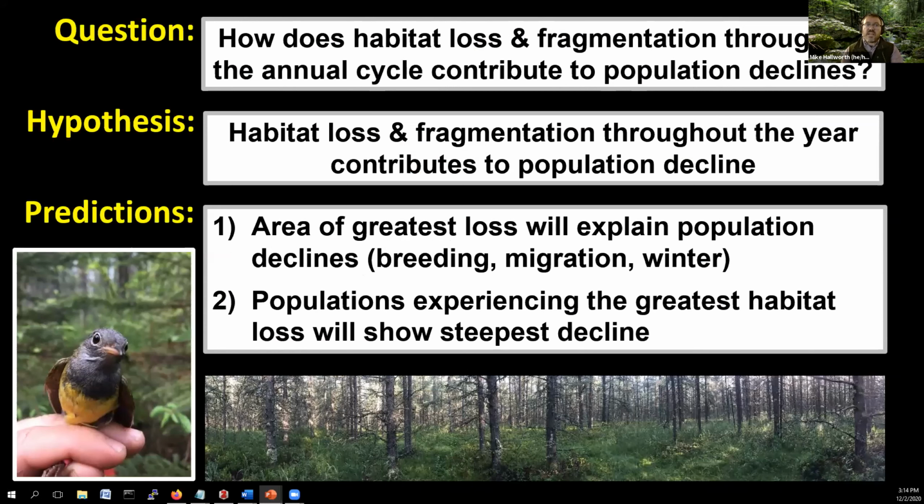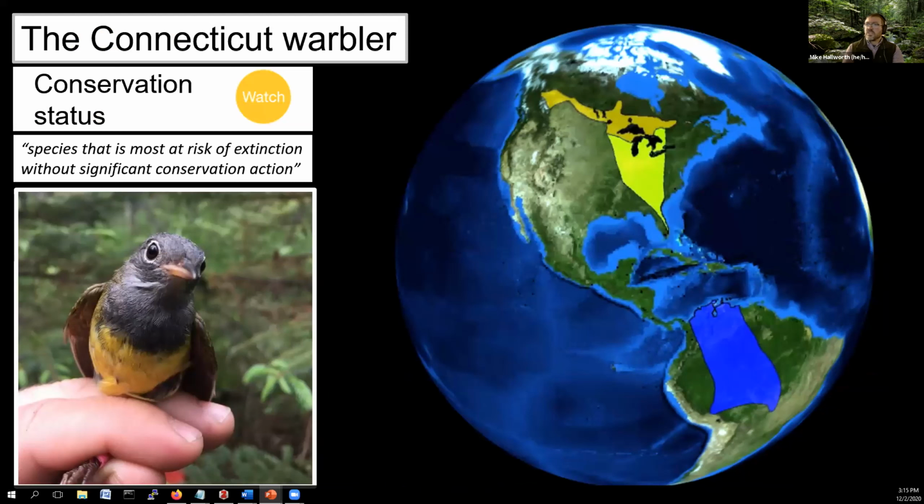We predicted that the areas of the greatest loss will explain population declines, whether it's breeding, migration periods, or the stationary non-breeding season. Our other prediction was that populations experiencing the greatest habitat loss will show the steepest declines. If you don't know much about the Connecticut warbler, that's okay, because we don't know a ton about it. We know that it breeds across the boreal forest in Canada. There are some populations in the northern US that are breeding there. We know very little about the distribution in South America, but we do know that they embark on migration. They cross the Atlantic Ocean.